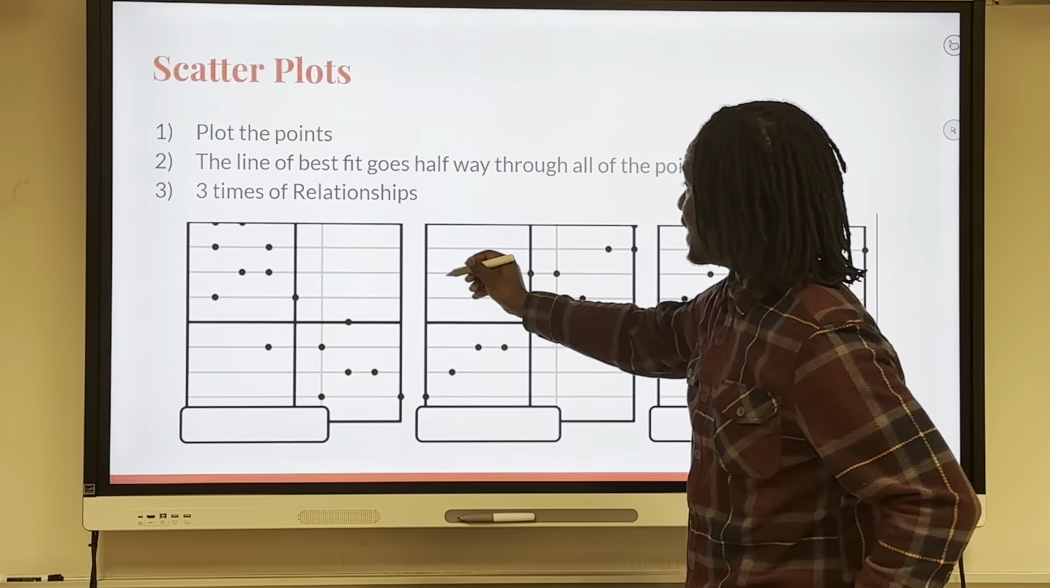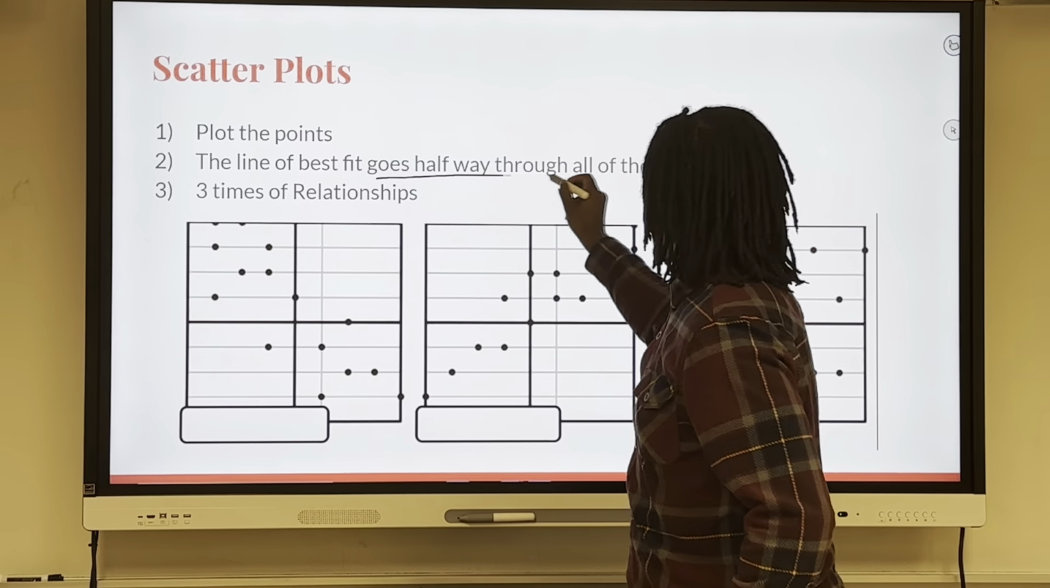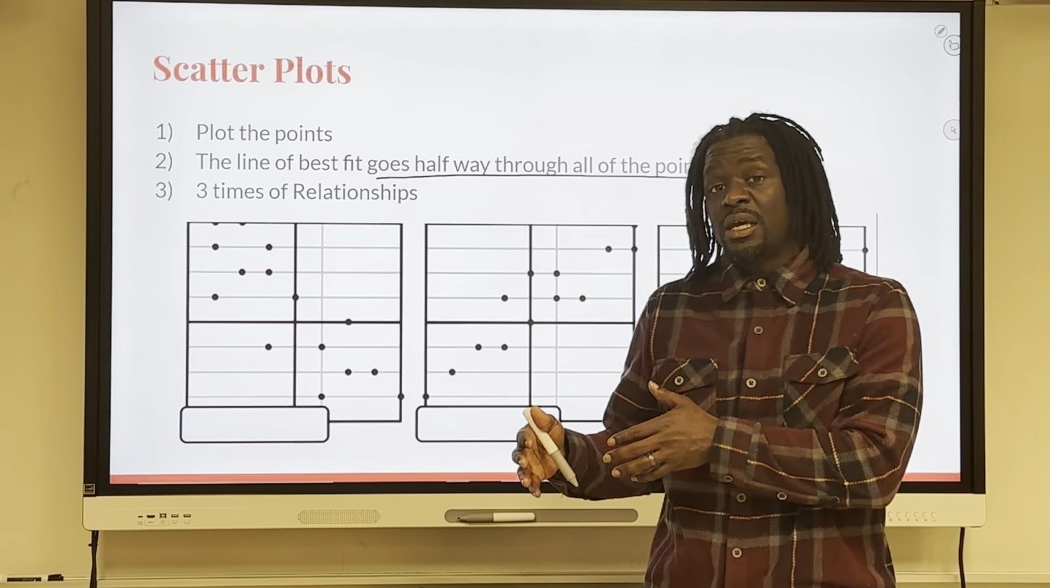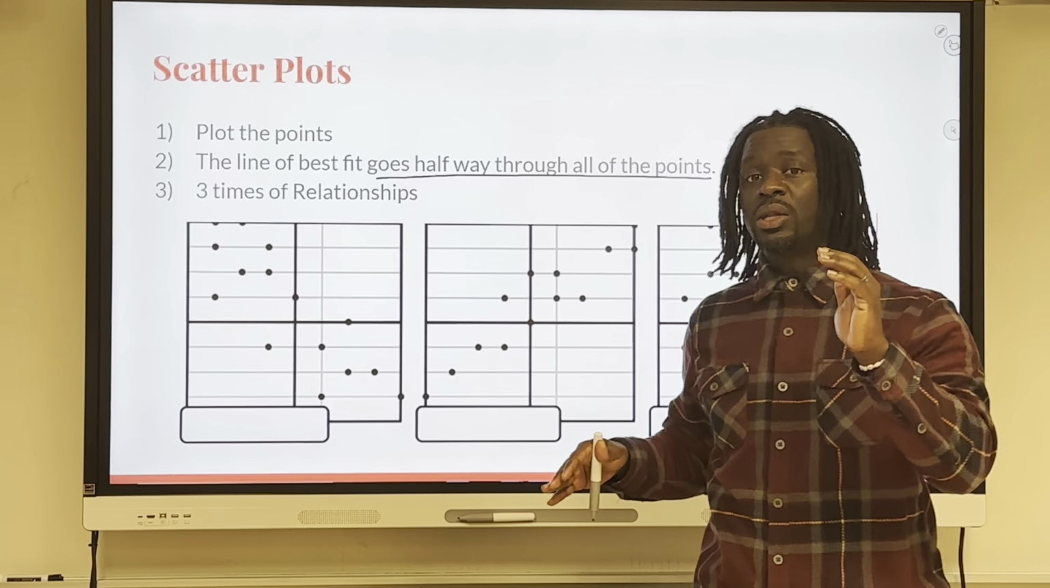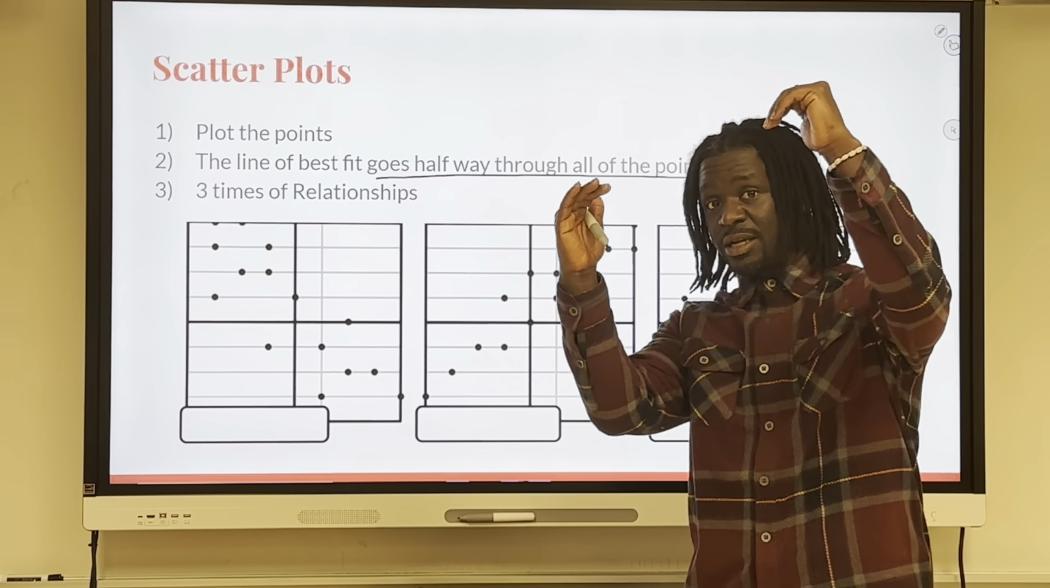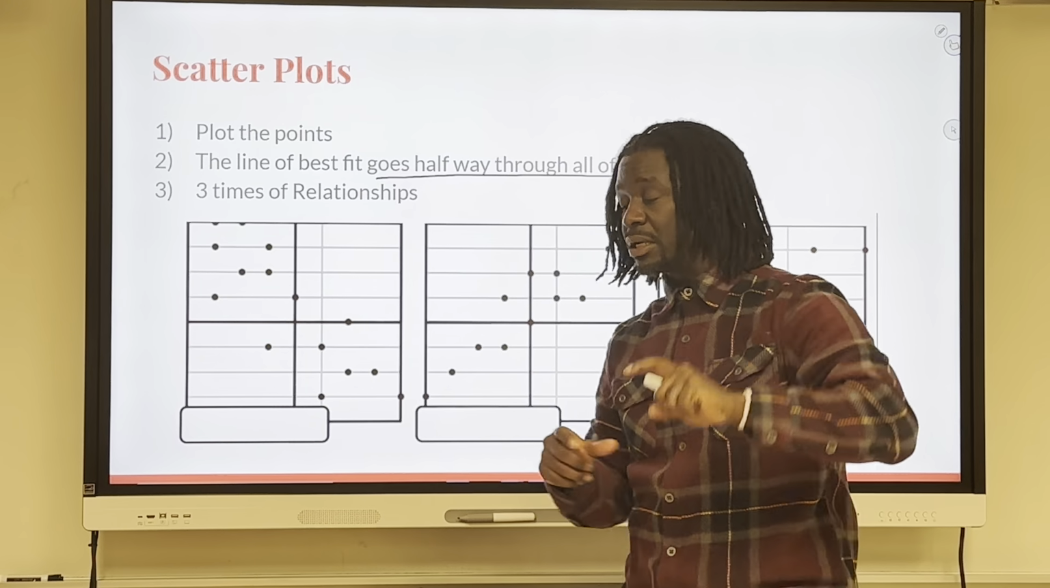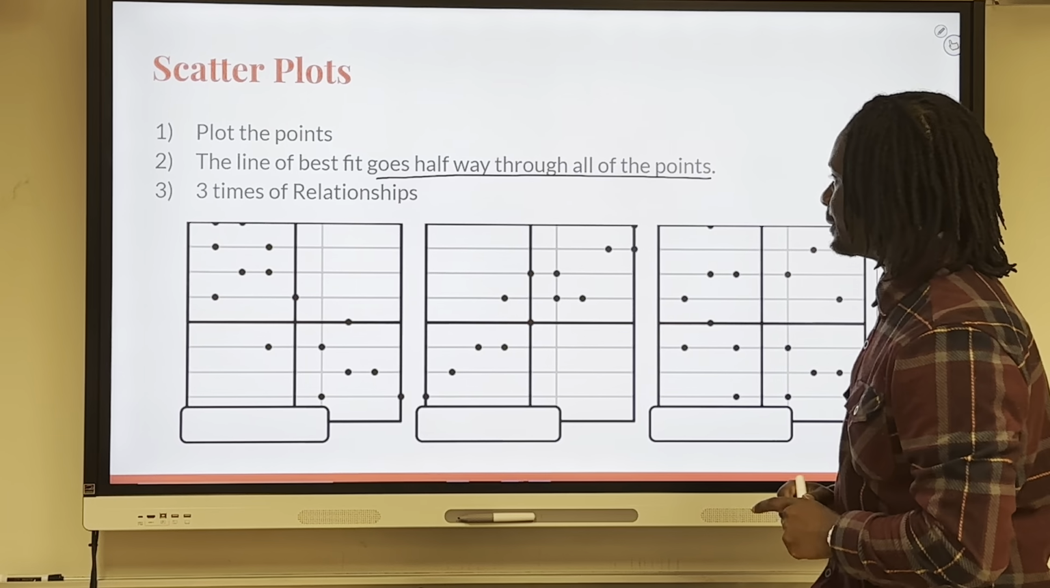Then another key is the line of best fit. It goes halfway through all of the points, okay? So your line of best fit goes halfway through all of the points. So there should be half the data above it, half of the data below it, but it should be going through the middle of the points, right?